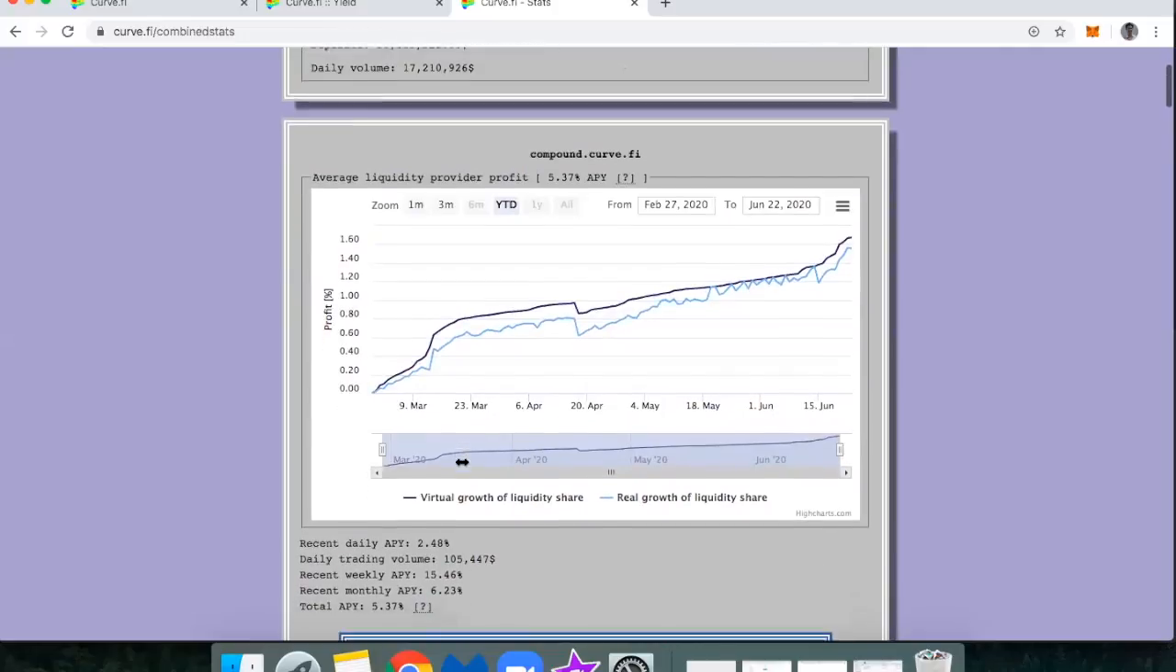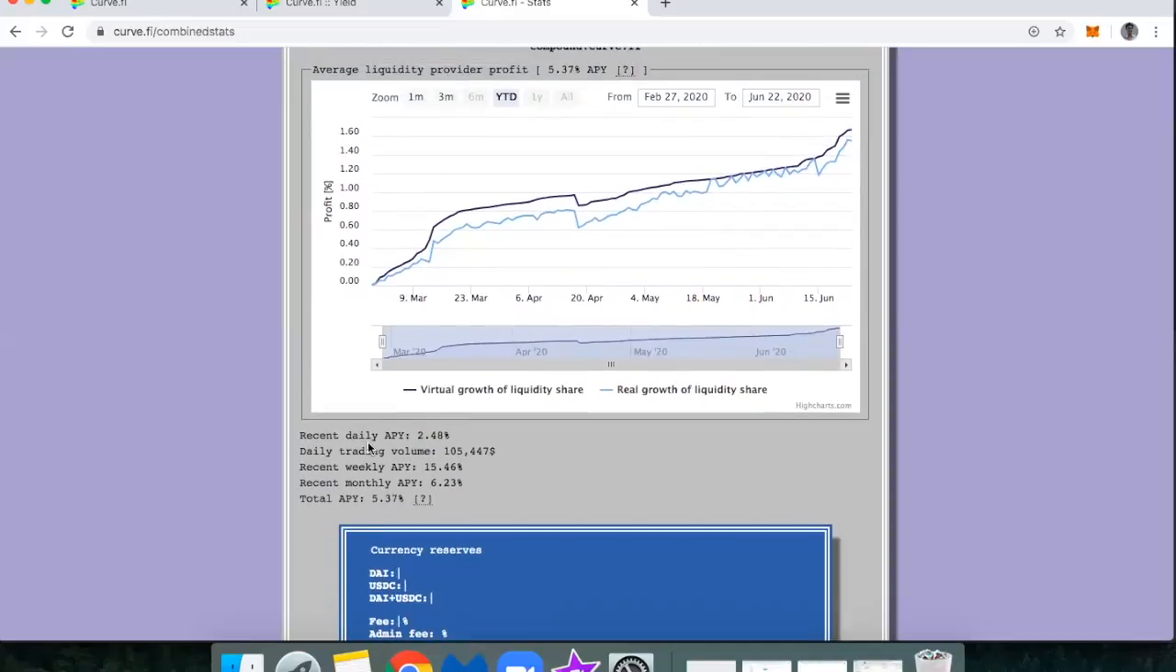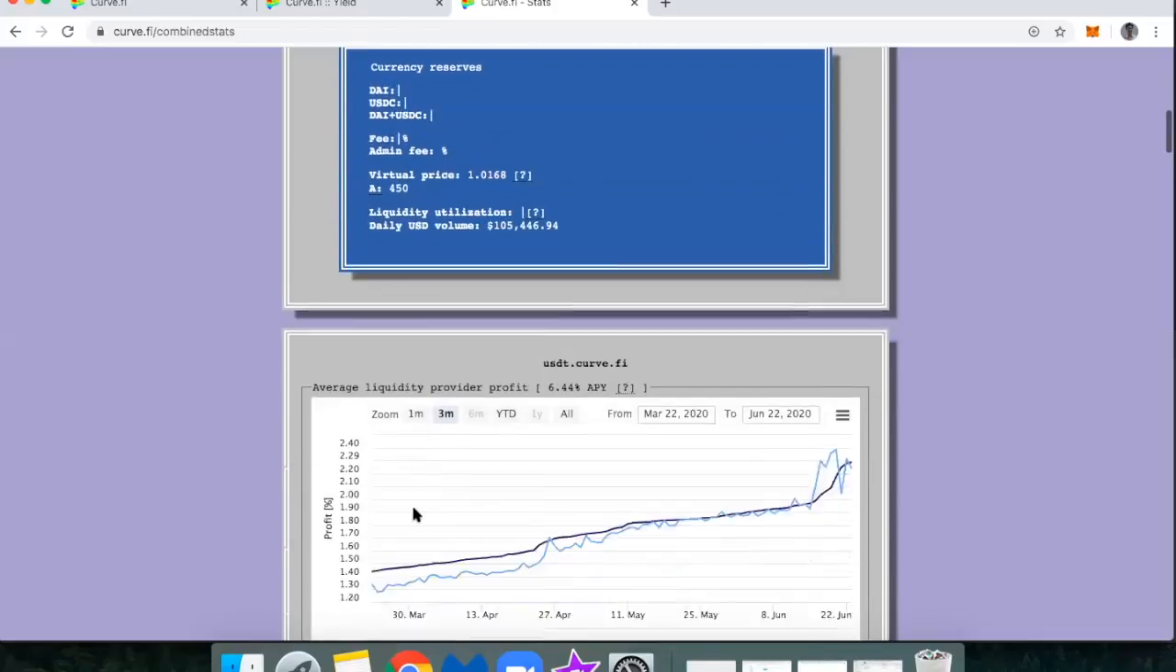Okay, so the first pool, compound.curve.fi, it's just DAI and USDC. I'm good with that. The annualized percentage yield is 5.37%. I mean, without anything to compare it to, that sounds fine. It's also a lot more than what my bank pays me.